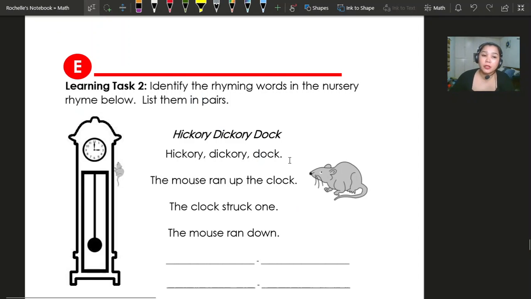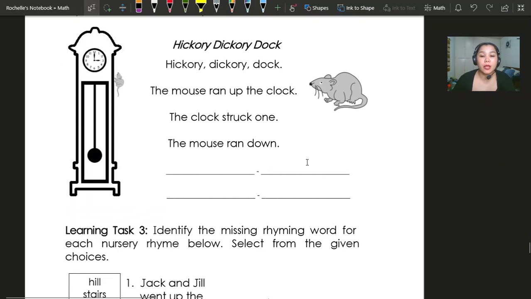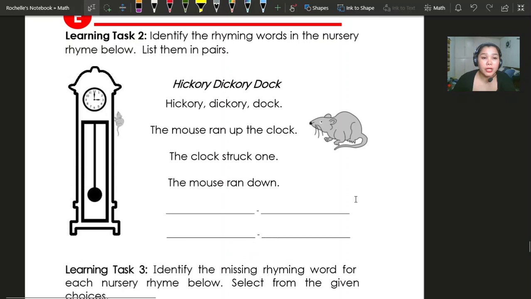So learning task 2, identify the rhyming words in the nursery rhyme below. List them in pairs. So what is the nursery rhyme we have? It's Hickory Dickory Dock. Hickory dickory dock, hickory dickory dock. The mouse ran up the clock. The clock struck 1, the mouse ran down. So take note, nursery rhymes have lines. Identify first the last word in each line, and then you can find the pair that rhymes. So it's the same ending sounds. We have there 2 pairs, write them down. Pause to finish this learning task 2.